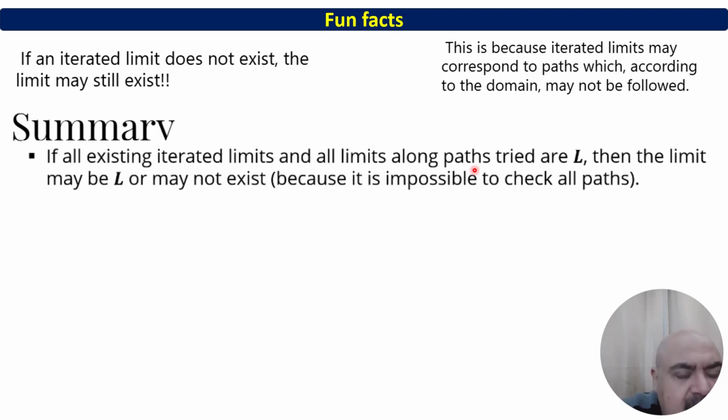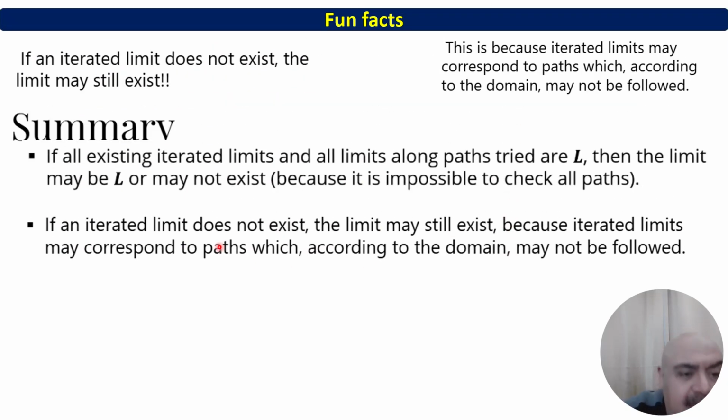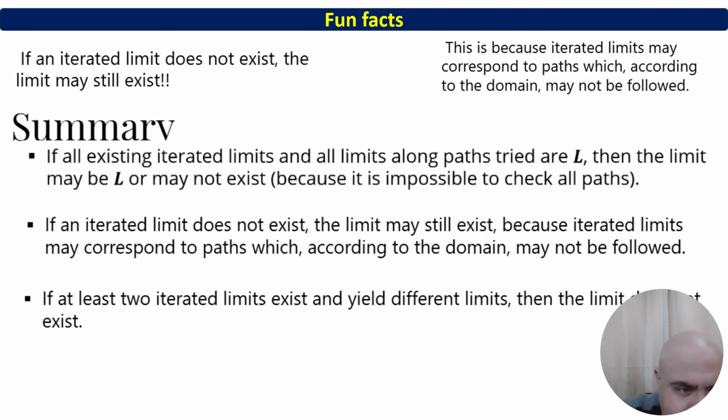If all existent iterated limits and all limits along paths tried are L, then the limit may be L or may not. How to be sure? Use the first principle. And this is why, because it is impossible to check all paths. If an iterated limit doesn't exist, so it is done. The limit doesn't exist. Because iterated limits may correspond to paths which, according to the domain, may not be followed.